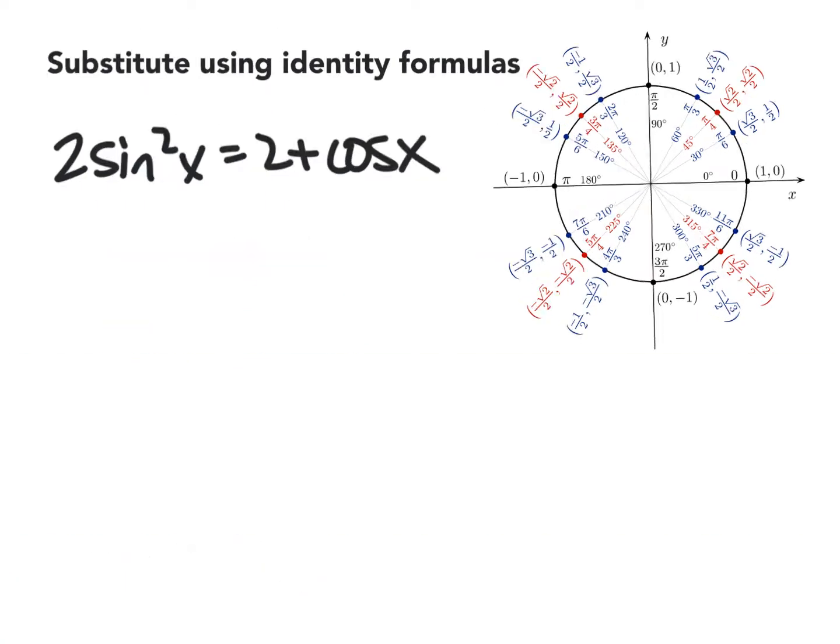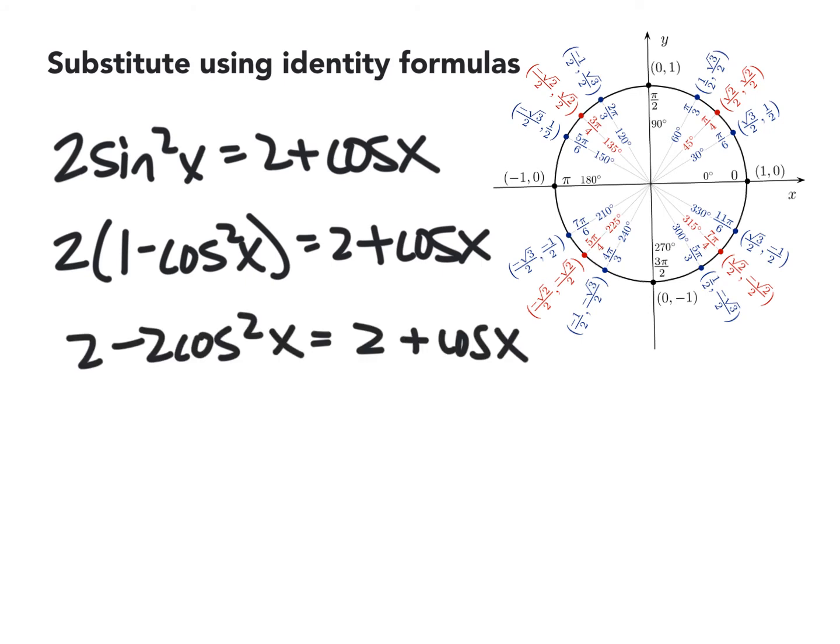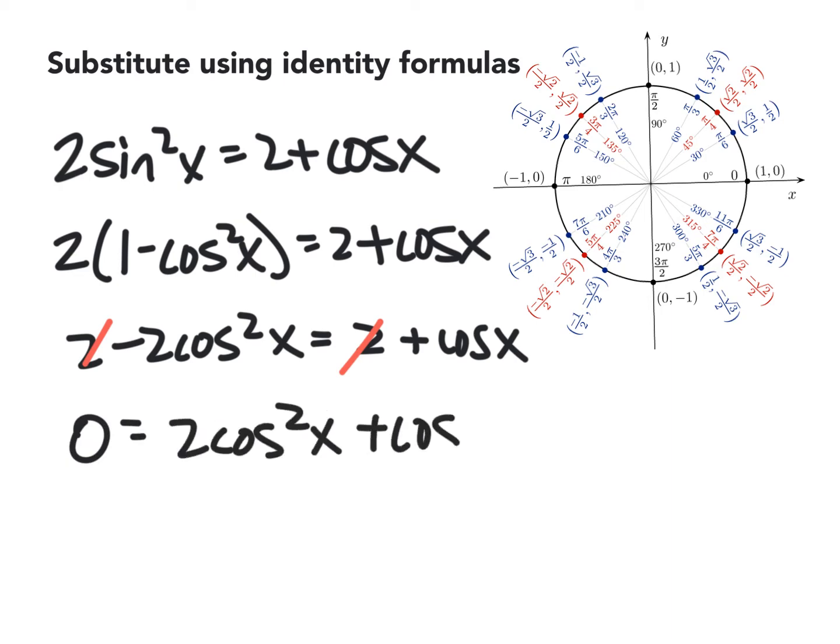The last thing that we're going to look at is substitution using identity formulas. Here we have 2 sine squared x equals 2 plus cosine x. There's no greatest common factor. Can't really treat this like a quadratic right now. I need to get everything with a common term. So I know that sine squared x could be represented with 1 minus cosine squared x. Because of that, now I've got everything in terms of cosine. So distribute the 2. Now let's get everything on one side. The 2's are going to cancel each other, and I have 0 equals 2 cosine squared x plus cosine of x.